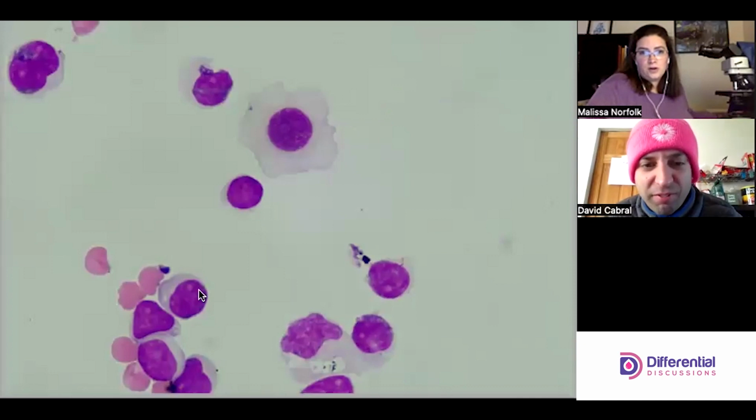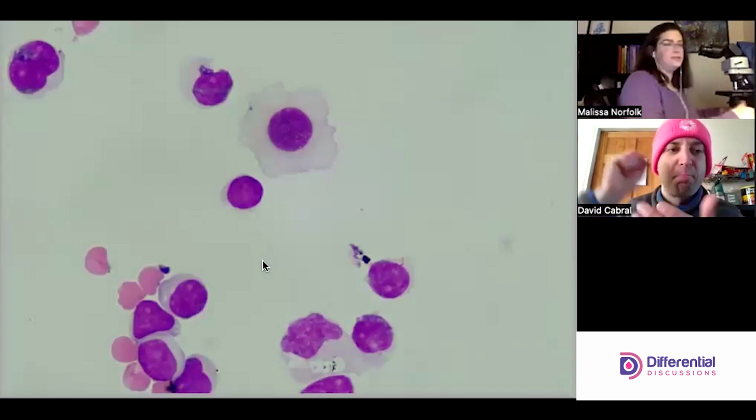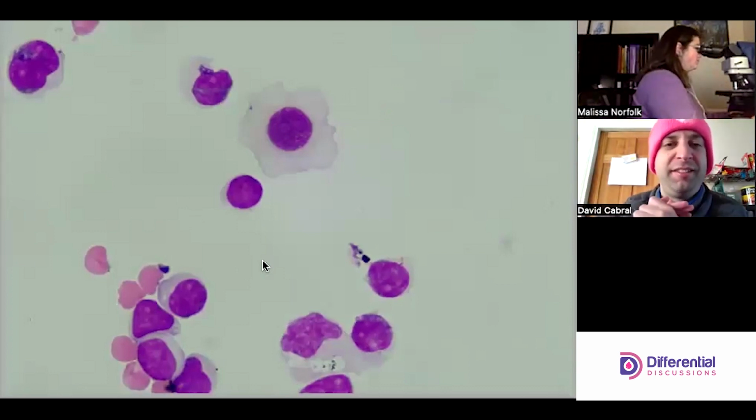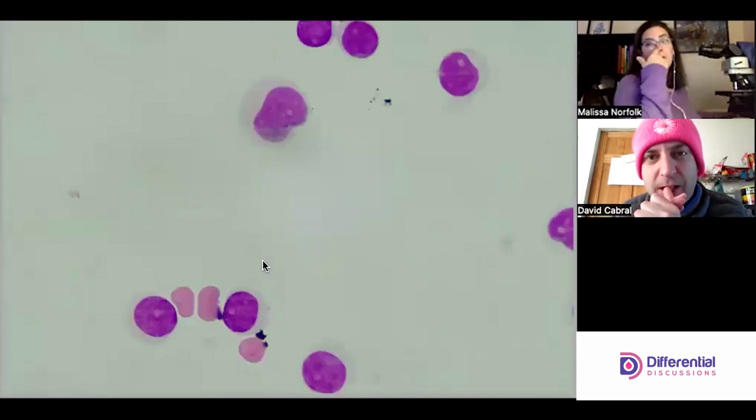And then these are all lymphs. They're not blasts. That's a macrophage. But the rest here are all lymphs, even though they have pretty prominent nucleoli. Yep. Again, it's just the cytocentrifugation process. Yeah, a lot of lymphs.